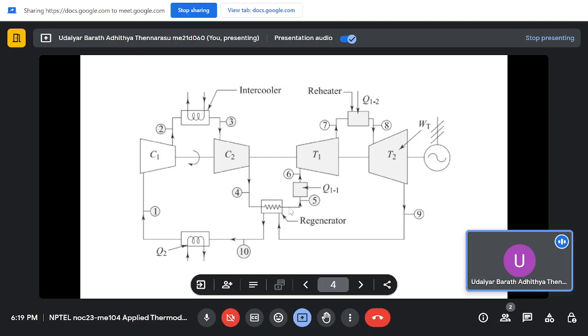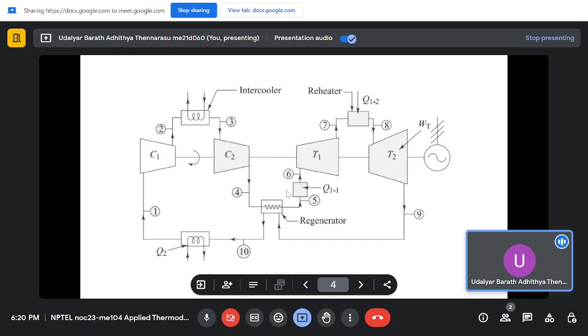In the ideal Brayton cycle, we don't have this regenerator. So we have a compressor, a combustion chamber, and a turbine. Your compressor will take in some amount of work, we assume WC, and the turbine will produce some amount of work that we will consider as WT. Q1 is the heat which is provided to the cycle. Now what you do is put in a heat exchanger to heat it using the exhaust.